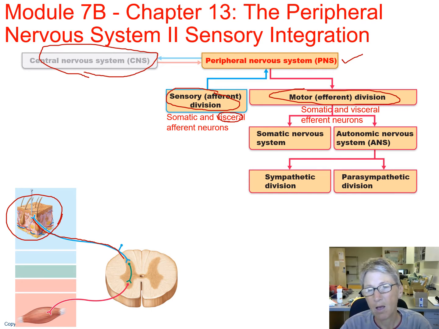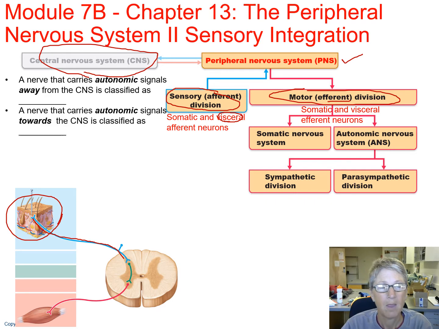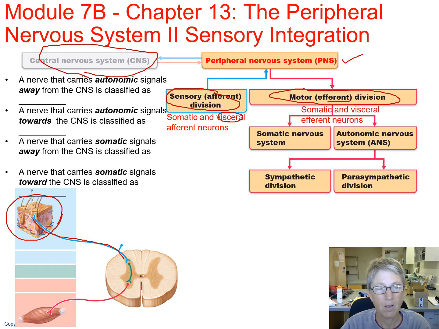Then the next major branch of the peripheral nervous system is the motor efferent division, and that would include somatic motor efferent neurons going to the muscle, and visceral efferent motor neurons going to the viscera, like the heart and the lungs. And then we did these questions last time, so hopefully you can answer those. Give it a shot.